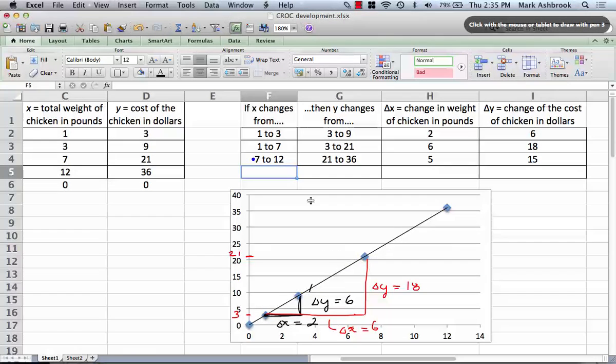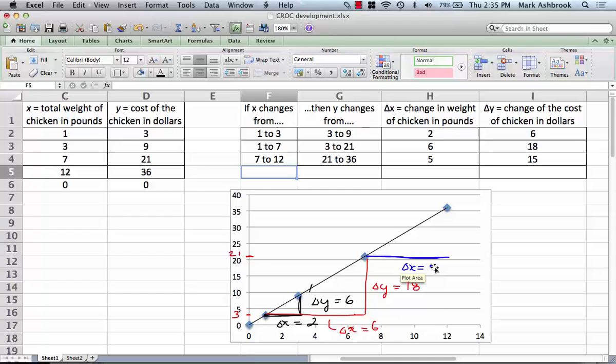So I'm going to start at 7, x equals 7, and we're going to add on how much? How many pounds of chicken? And how much will our cost go up? Anybody have a question? Okay, so I'm going to do this. I'm going to start there.